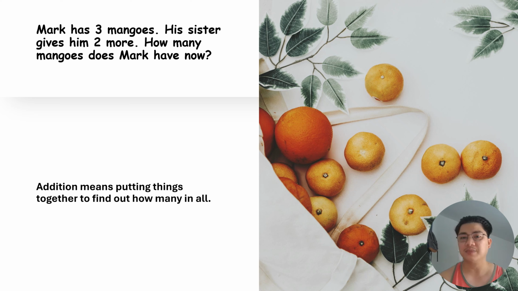So let's solve this by understanding what addition really means. We don't just memorize 3 plus 2 equals 5. We should understand it by seeing and doing it. And so here, addition means putting things together, right? And to find out how many there are in all. So let's use pictures to solve this.